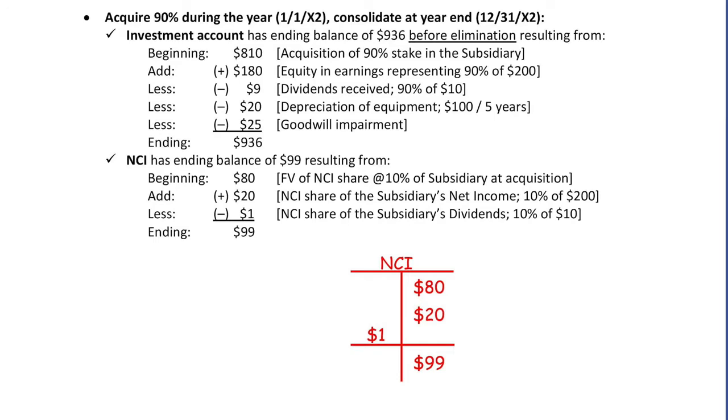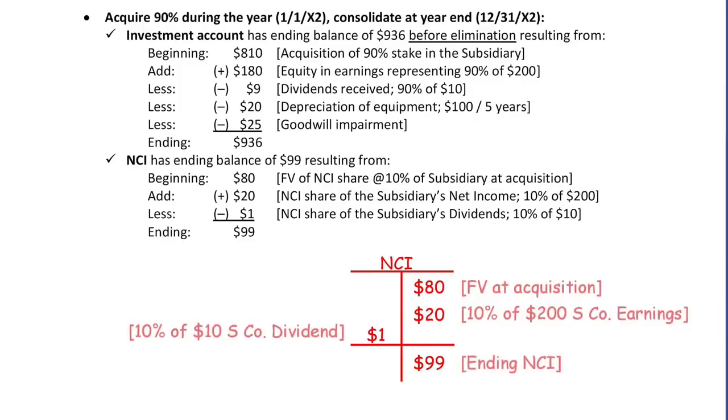So you started with the beginning number, increased it by earnings, need to reduce it by dividends. So on the debit, write 1, which is 10% of $10 subsidiary dividend. So $80 plus $20 earnings minus $1 dividends, which goes into NCI. This calculates to $99 ending non-controlling interest.